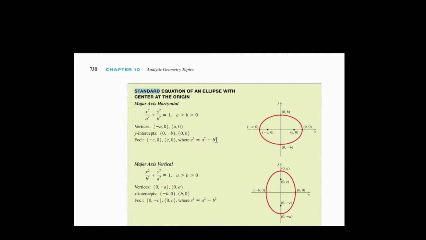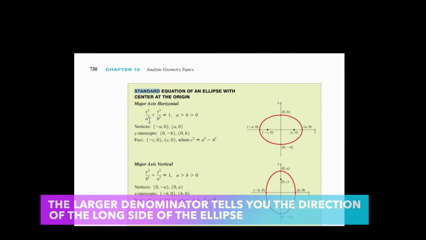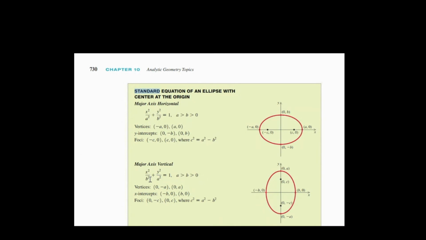This is what mathematicians do for a living: you look at stuff and you find the pattern. And the pattern I found is that whichever of these two denominators is bigger, that tells you the direction. So if the thing under the X is bigger, it's horizontal. And if the thing under the Y is bigger, then it's vertical. Does it matter what name you call it? No, it doesn't matter at all. You don't have to remember this A, B, blah, blah, blah. Just remember the big number is the one telling you the direction.